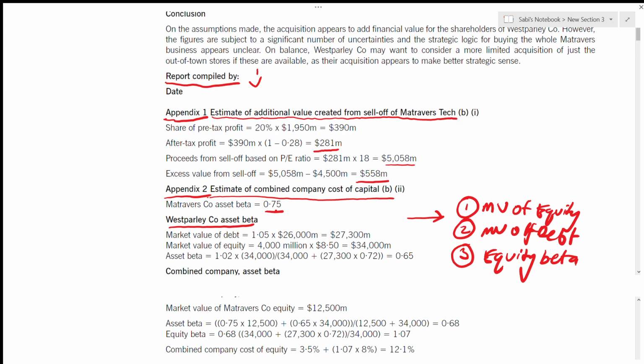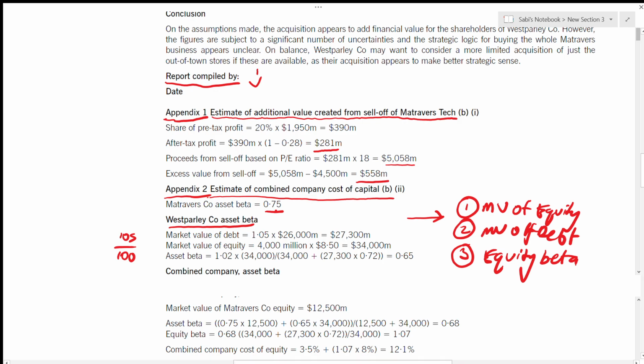So let's first start with the market value of debt, which they have presented. The market value of debt is 26,000 times 1.05, because it is 105 divided by 100. The nominal value is 100 and it has been trading at 105.